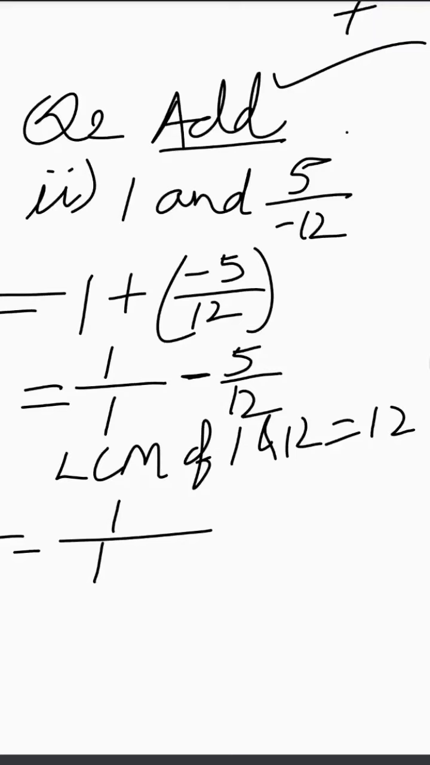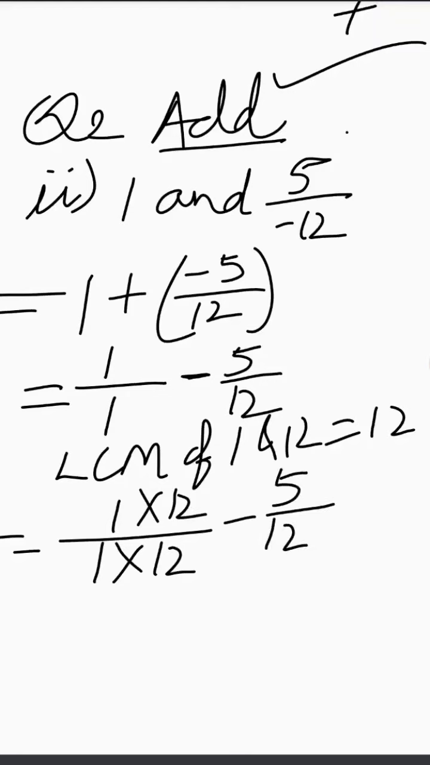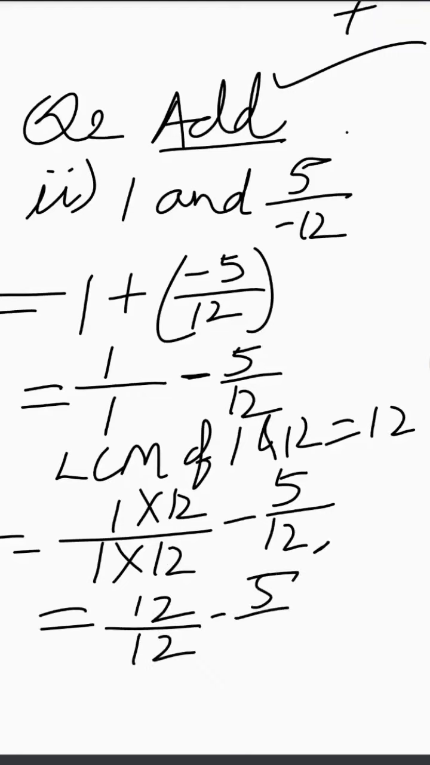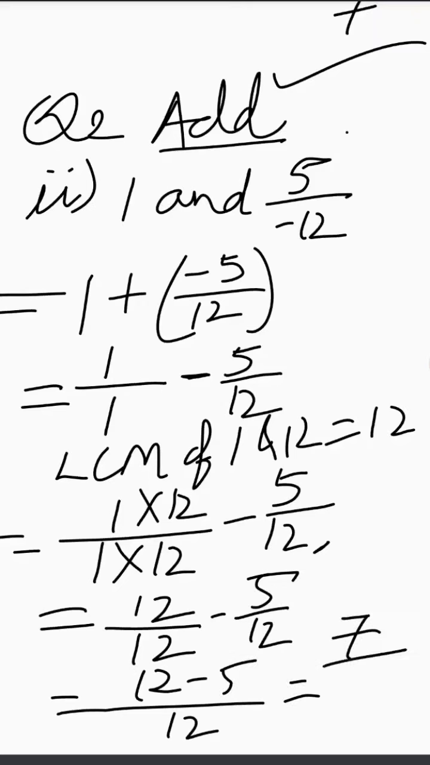1 by 1, first rational number you will write as it is. Here you want 12, so multiply by 12. Here already the denominator is 12, so no need to multiply. Now just simplify. 12 ones are 12 and here also 12, minus 5 by 12. Now as the denominator is same, you will write here 12, and 12 minus 5 is what? 7 by 12 is the answer. Okay, so in this way you can do the rest of the sums.